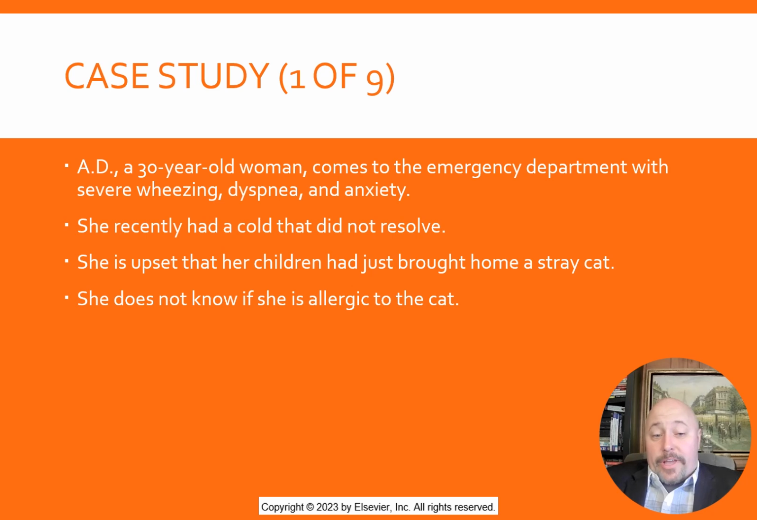Moving on to another case study. AD, a 30-year-old woman, comes to the emergency department with severe wheezing, dyspnea, and anxiety. She recently had a cold that did not resolve. She is upset that her children had just brought home a stray cat. She does not know if she is allergic to the cat.